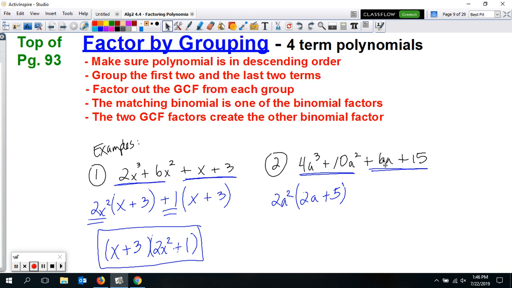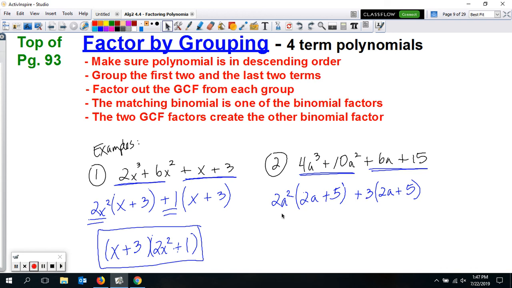Out of the second two, the GCF here would just be the number 3. 3 can go into 6, 3 can go into 15. That's the greatest number that comes out. So plus 3, and then the parenthesis, and when we factor out 3 and divide each of these by 3, we get 2a plus 5 again. There's a matching binomial. So hopefully you saw that, you got that.